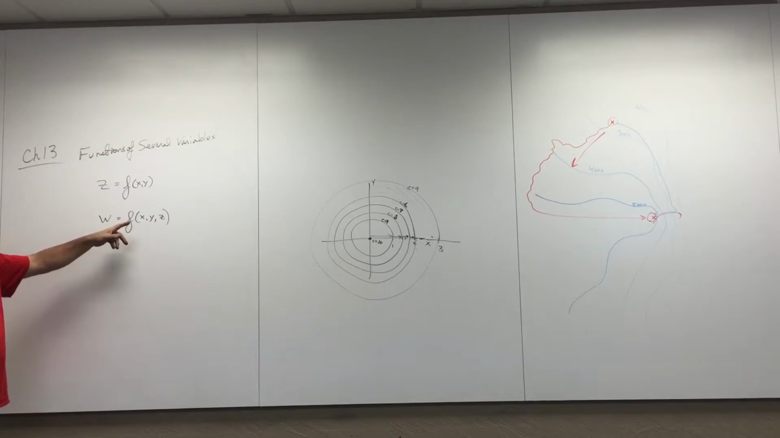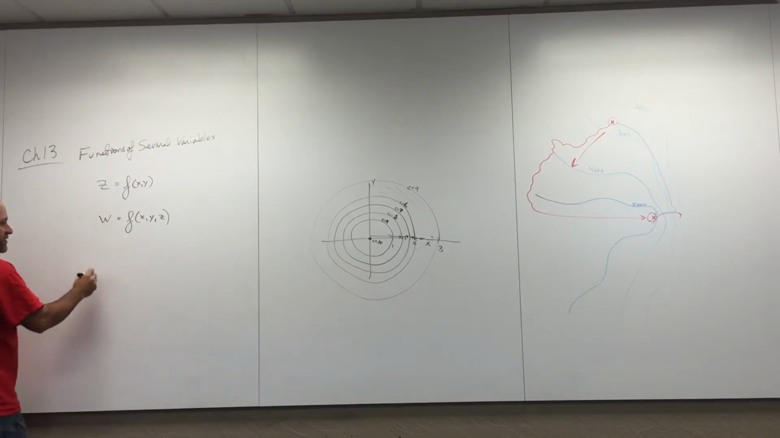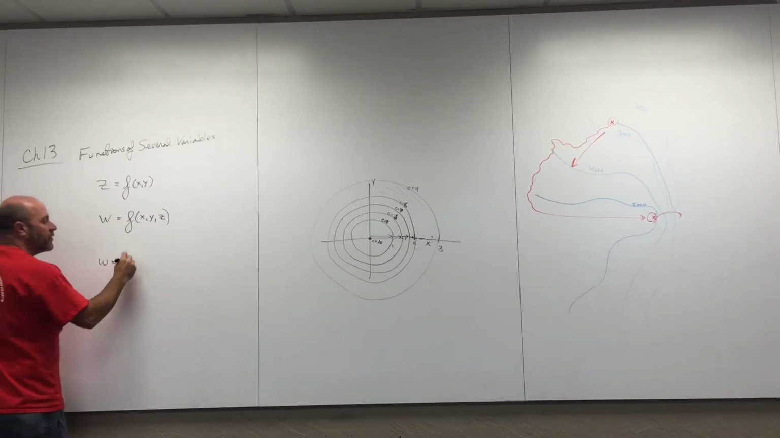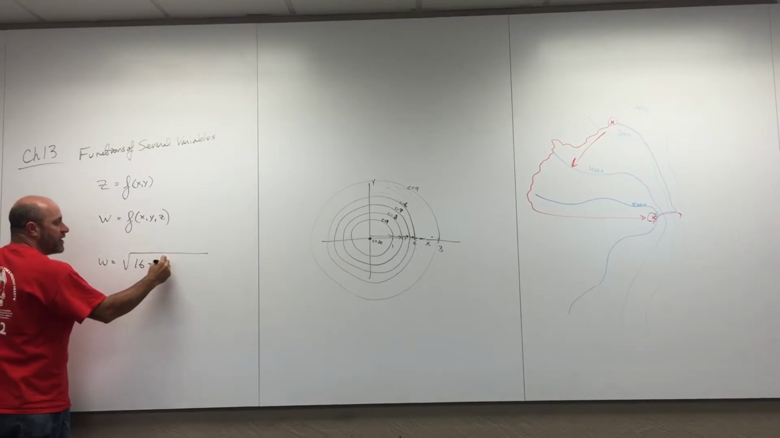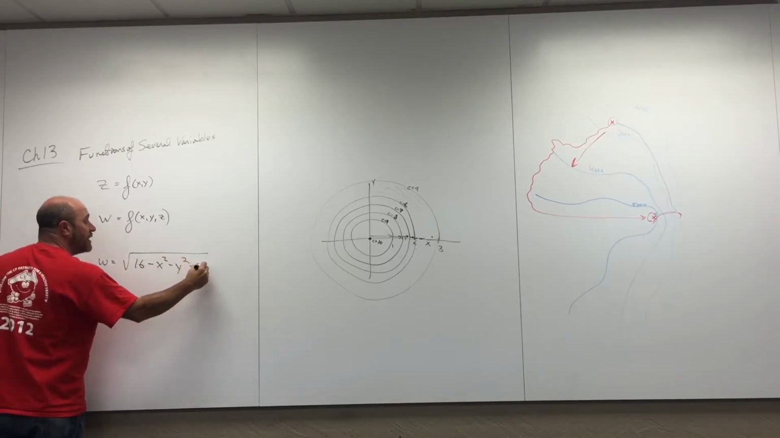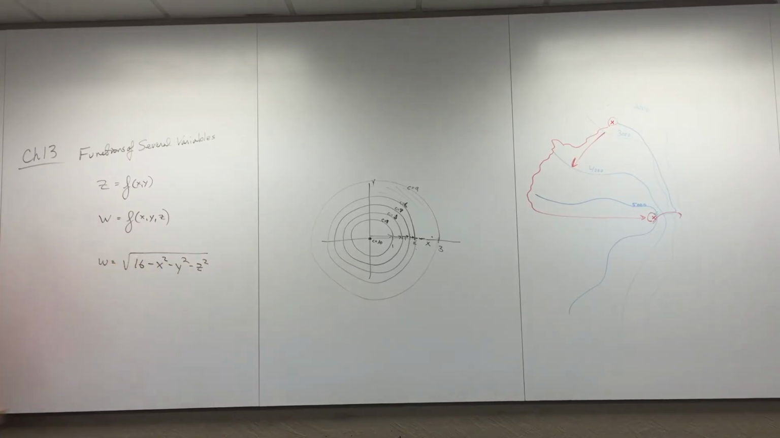Oh, look at this function. W equals the square root of 16 minus x squared minus y squared minus z squared. Well, it's a four-dimensional thing. I can't draw it, but I kind of know what it is. Do you know what it is? Is it kind of a sphere? Oh, well, wait a minute.